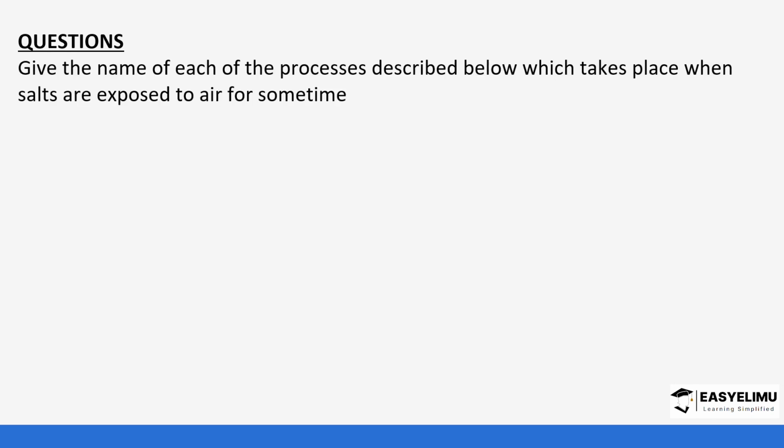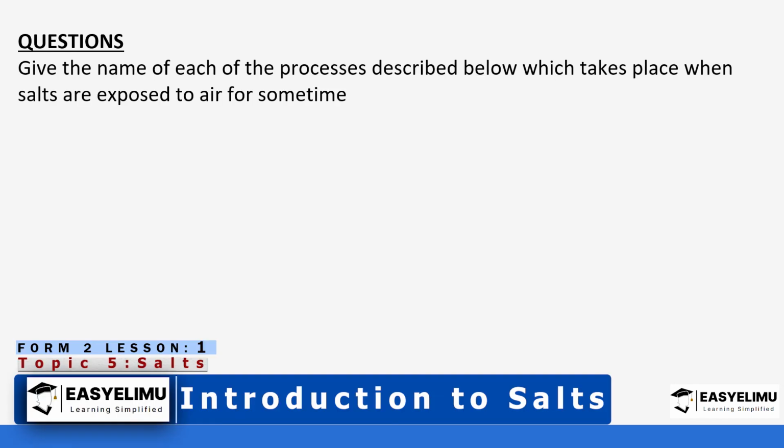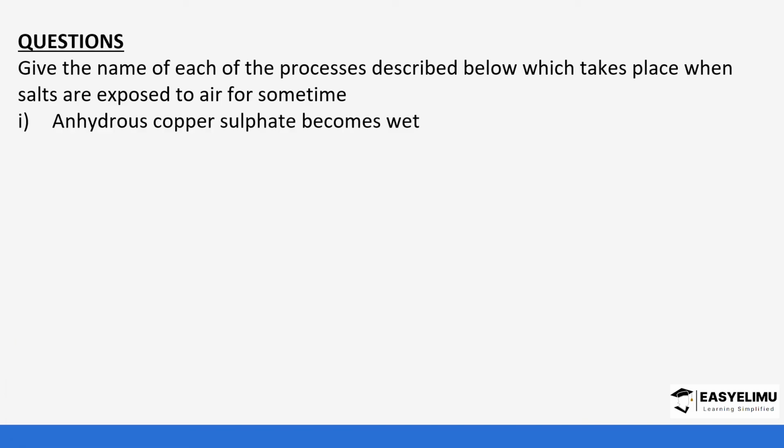So next, we're going to look at a few questions relating to what we have just discussed. Give the name of each of the processes described below which takes place when salt is exposed to air for some time. Anhydrous copper sulfate becomes wet. So it means that anhydrous copper sulfate absorbs moisture from the atmosphere and forms a solution. So we call this deliquescent.